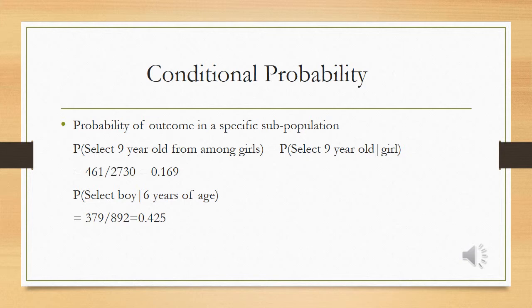Now, the next one, probability of selecting a boy from among the 6 years of age. Which means what? As we're looking at the 6-year-olds, we look at the table, age 6, the total population of the 6-year-old children, so boys and girls together, because the subpopulation is 6 years of age, which is 892. Now, how many boys are 6? 379. So 379 divided by 892.